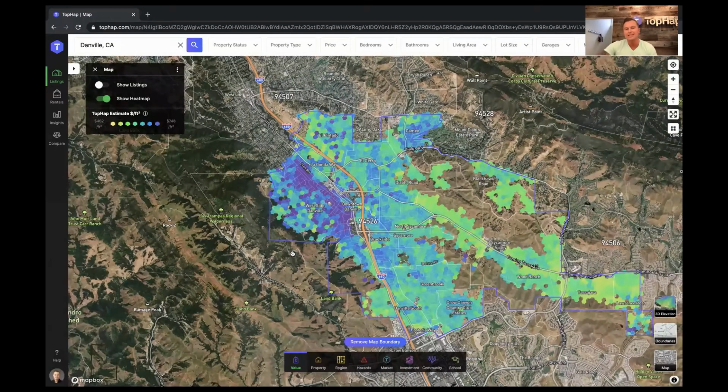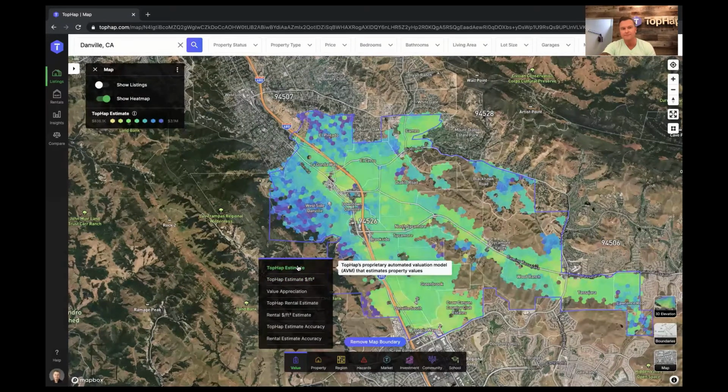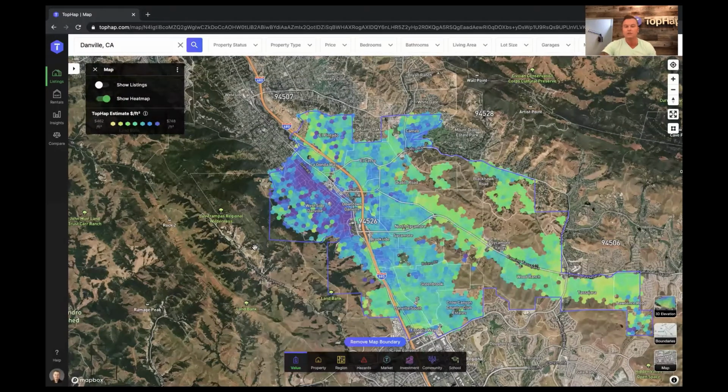All of a sudden we see this trend, and look at how much more expensive this area is compared to the rest of the city of Danville. If we go back to values again, we can see the difference. And then if we go back to the TopHap estimate, you can see it again. So right off the bat, you now understand within the city where the highest priced homes are, and then the highest price per square foot homes are.